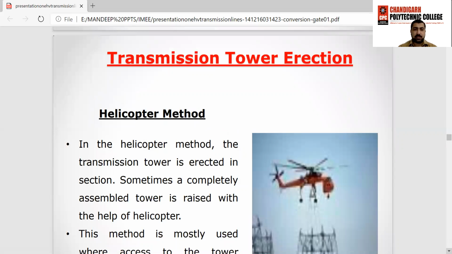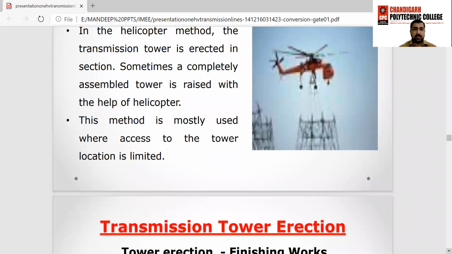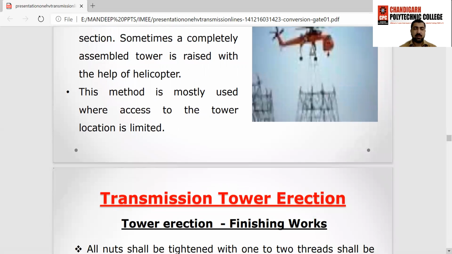In the helicopter method, the transmission tower is erected in sections. Sometimes a completely assembled tower is raised with the help of a helicopter. This method is mostly used where access to the tower location is limited, meaning there is no area to assemble the tower at ground level.